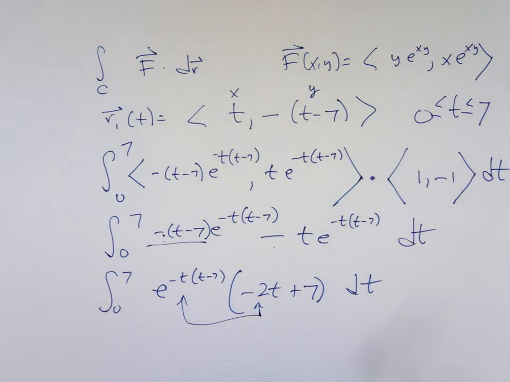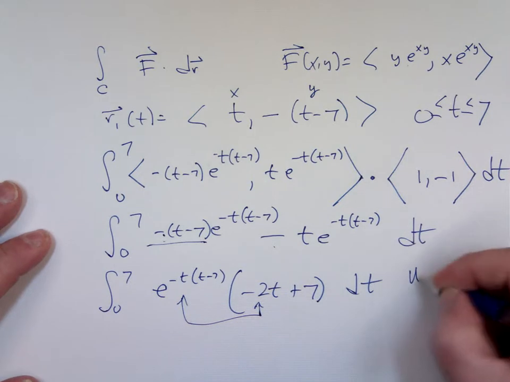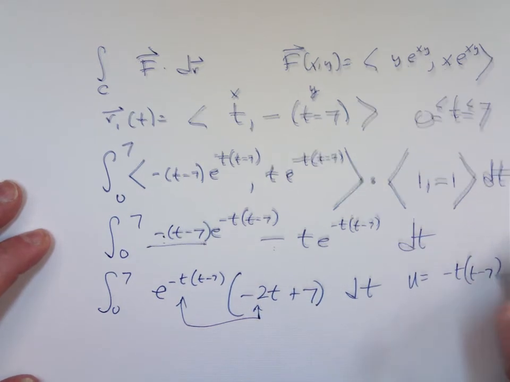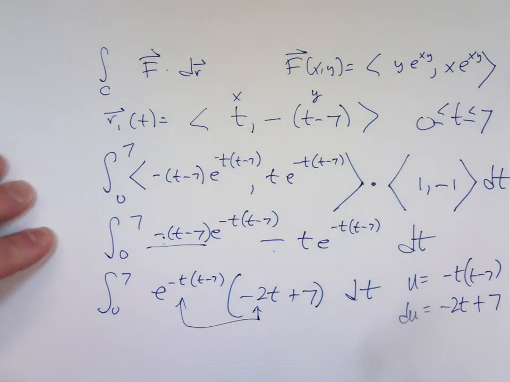Oh, wait, we can do it. This is easy now. I see it now. With e to the negative t times t minus 7, could you make that negative t squared plus 7t and then do a u substitution? Yeah, that's exactly the way to do it. U is negative t squared plus 7t. And guess what? The du part is negative 2t plus 7. That's exactly right. It's an e to the u form. You know they planned it that way. Yeah, they had to.